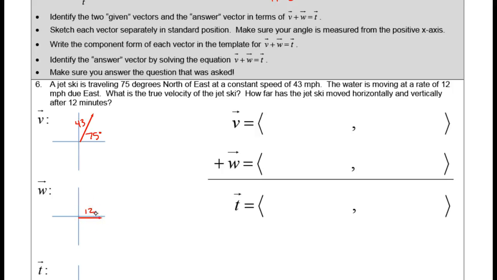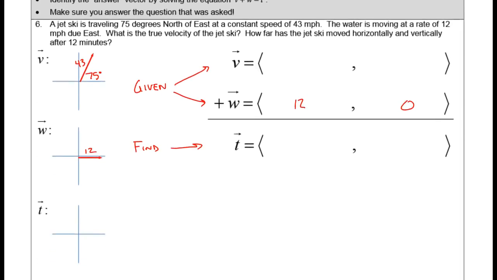Now, it's pretty easy to figure out the component form of the water vector. The water vector has a horizontal component of 12 and a vertical component of 0. Now, before we talk about anything else, I'd like to just mention one thing. In this problem, you're given the vector v and the vector w. You're asked to find some information about the true vector, the adjusted vector after you account for the water current.